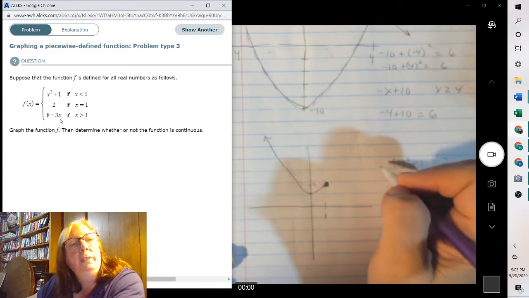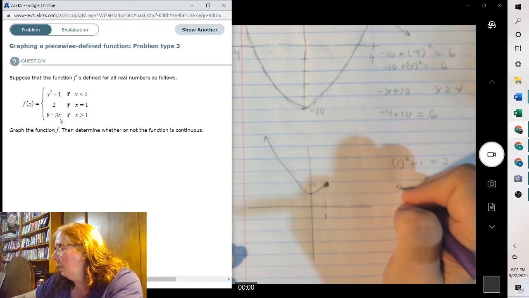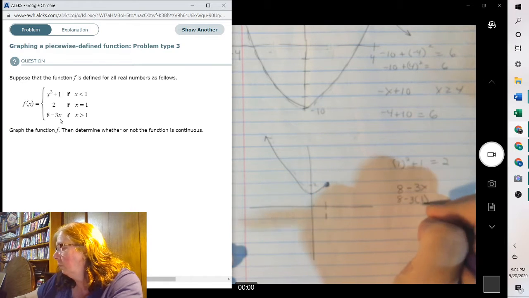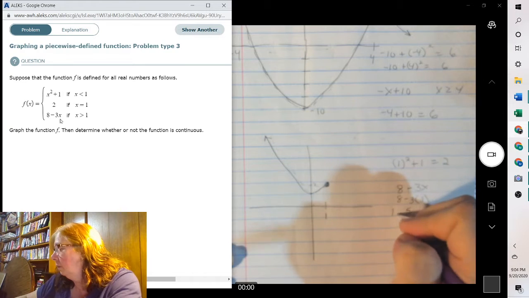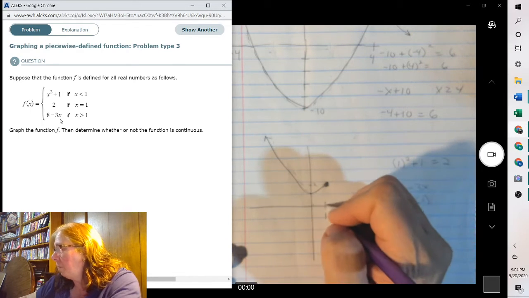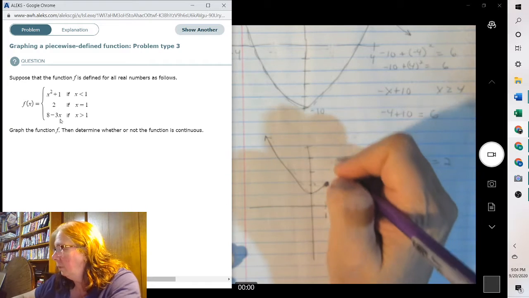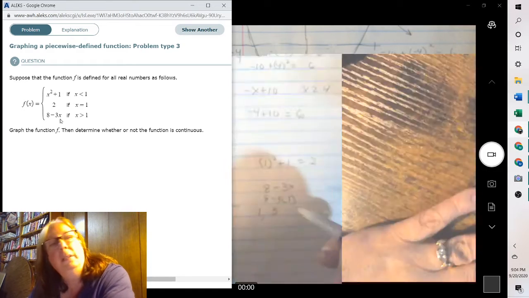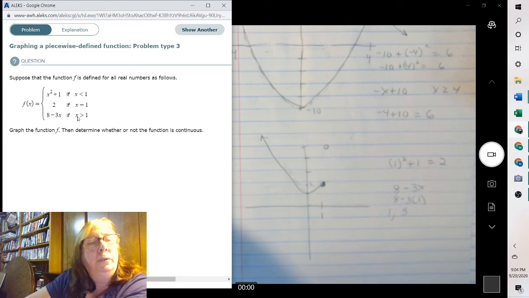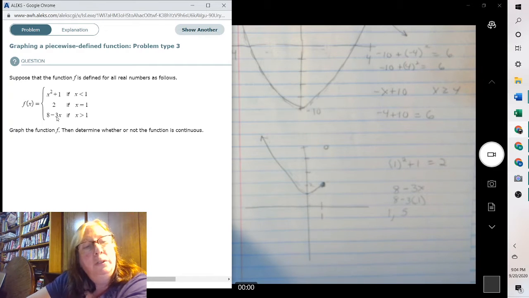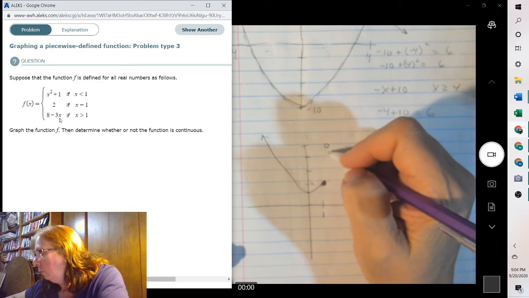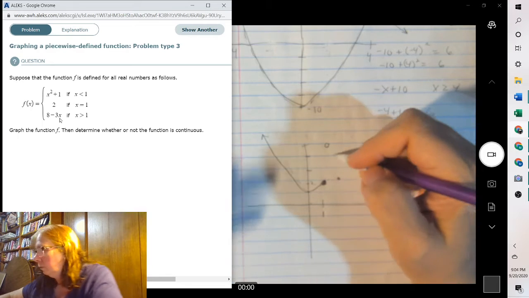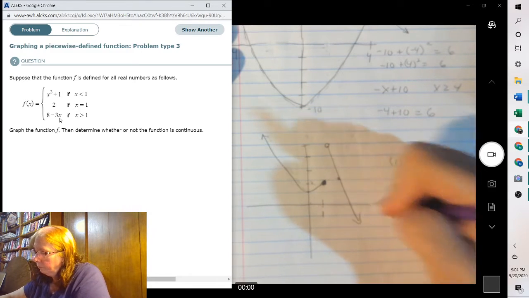And the last one says when it's greater than 1, we use 8 minus 3x. We'll plug 1 in, and you get 5. So we're starting at the point 1, 5, 2, 3, 4, 5, up here. And we're not including it because over here it didn't have the equal to. So we need an open circle. Our slope is a -3. So go down 2, 3, and over 1. And there's our graph.